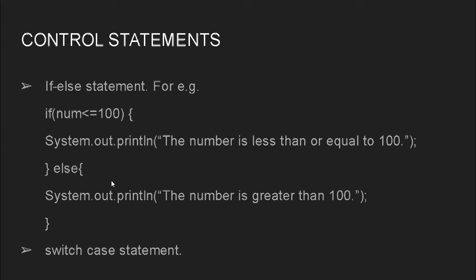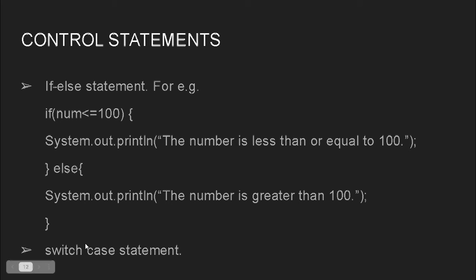Like in real life, if it is raining, carry an umbrella with you. If it is not raining, there is no need to carry the umbrella with you, right? This is also a similar concept. If a particular condition is true, execute that particular code. Otherwise, if that particular condition is not true, do something else. So that is the meaning of the if-else statement.